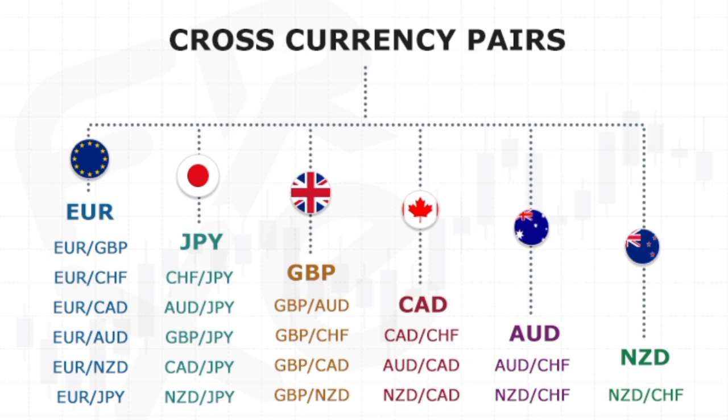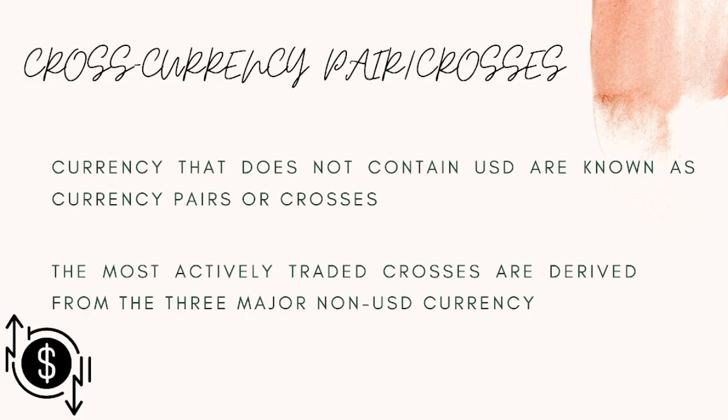We also have the CAD/CHF, the AUD/CAD, the NZD/CAD, the AUD/CHF, and the NZD/CHF. So these are the cross-currency pairs that we have, and the major currencies being paired are Euro, JPY, GBP, CAD, AUD, and NZD. If you check very well, you will not see USD. That is what I was trying to explain here, that the most actively traded crosses are derived from the three major non-USD currencies. And also, in the previous paragraph, I said currencies that do not contain USD are known as cross-currency pairs or crosses.